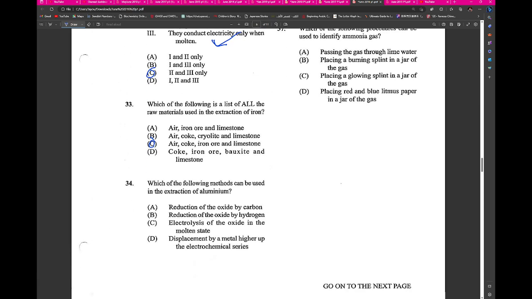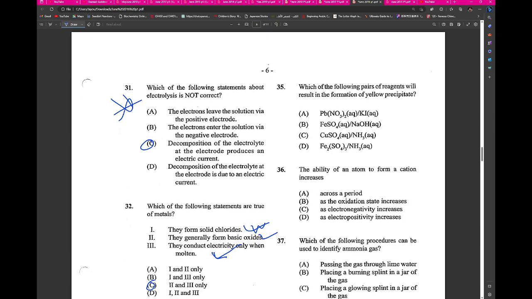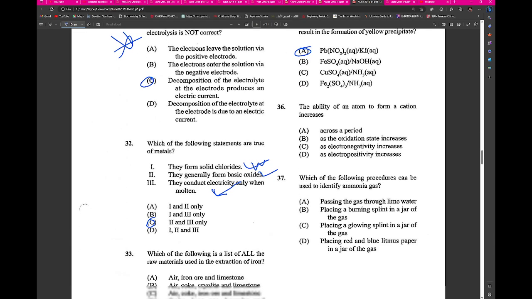Which of the following methods can be used in the extraction of aluminium? It would be the electrolysis of its molten oxide. Which of the following pairs of reagents will result in the formation of a yellow precipitate? This would be lead and potassium iodide.